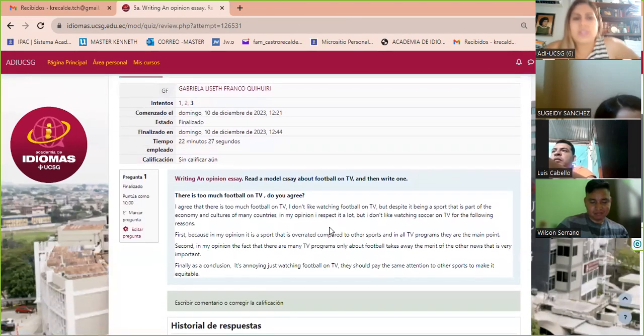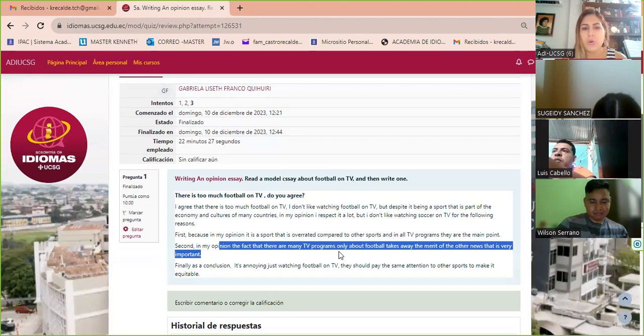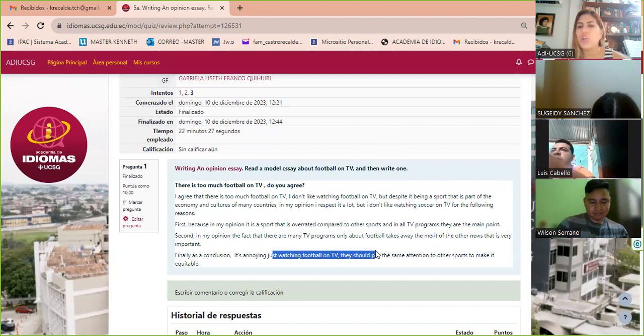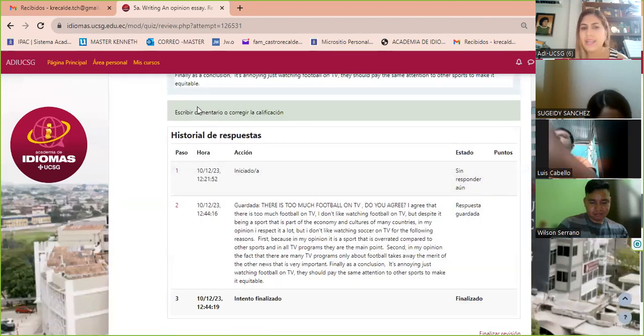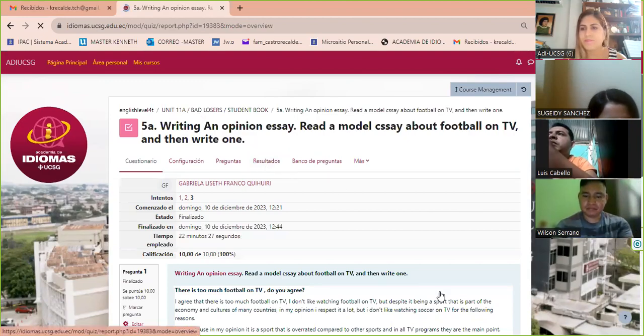Okay, let's see this one. This is from Gabriela. There is too much football. I agree that there is too much football. I don't like watching football. Okay, you tell me your point of view. There is too much football. Perfect. First, it's an overrated sport. Second, there are too many programs. As a conclusion, it's annoying. Perfect, Gabriela. That is what I wanted. Excelente. Okay? Very good, Gabriela. That is a 10.